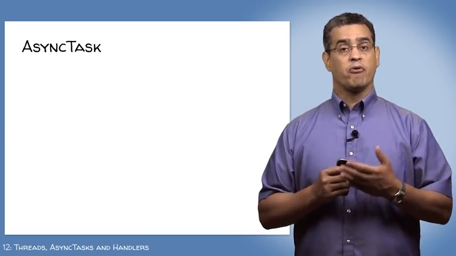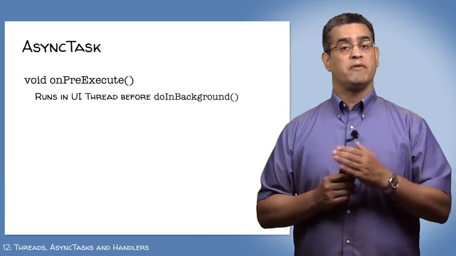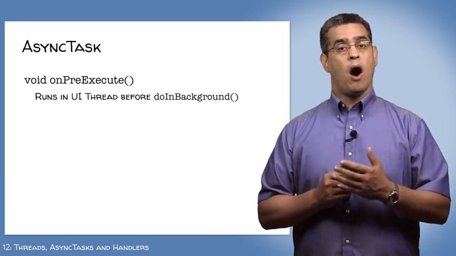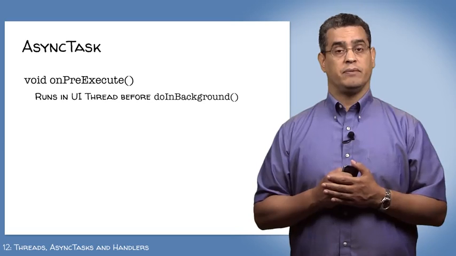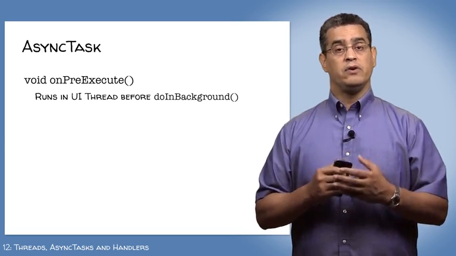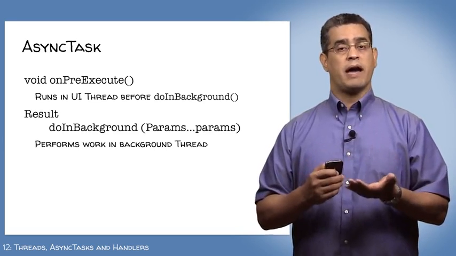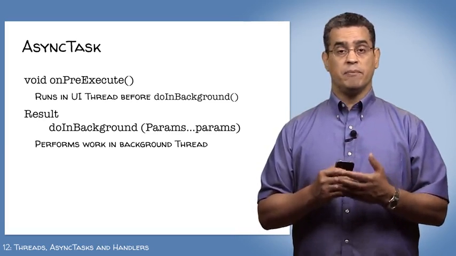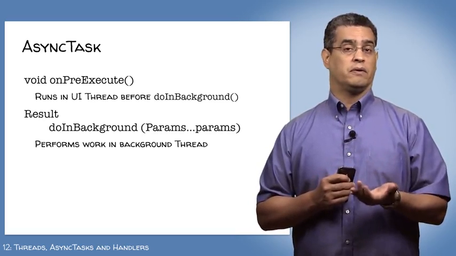First, the onPreExecute method is run in the UI thread before the doInBackground method starts. onPreExecute will usually set up the long-running operation. After that, the doInBackground method does the bulk of the operation in the background thread. This method takes a variable list of input parameters and it returns a result of type Result.